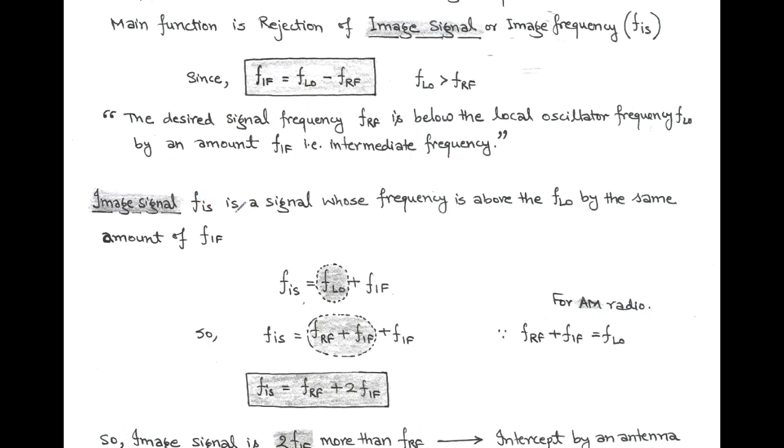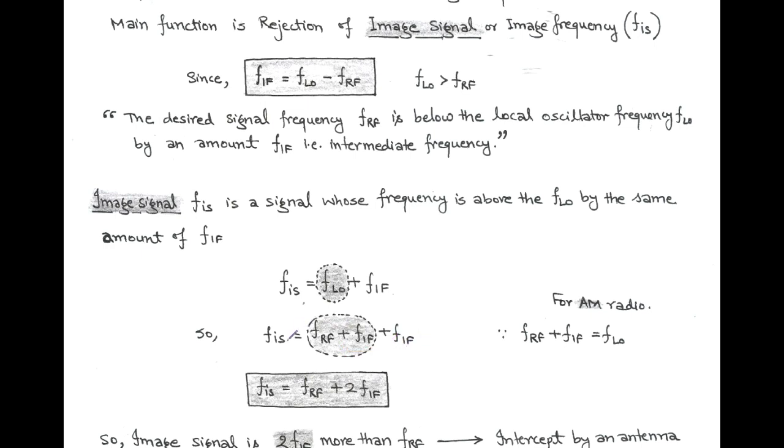Image signal is a signal whose frequency is above the local oscillator frequency by the same amount of intermediate frequency. And the formula of image signal is FIS equals FLO plus FIF. Here the image signal is above the local oscillator frequency by the amount of intermediate frequency. Now, in place of local oscillator frequency, we can write radio frequency plus intermediate frequency, that is for AM radio.